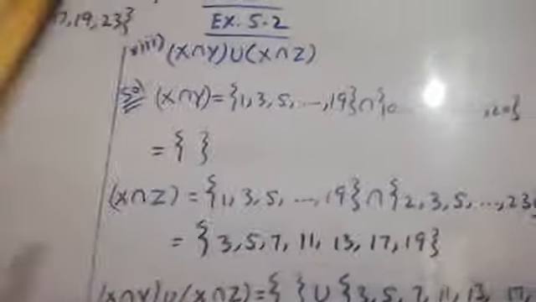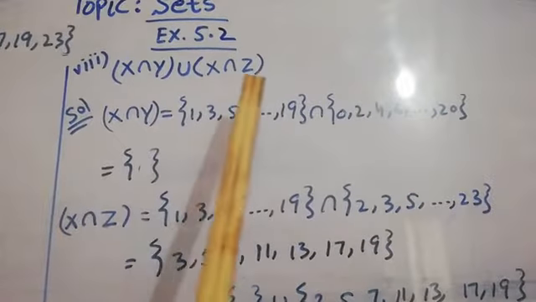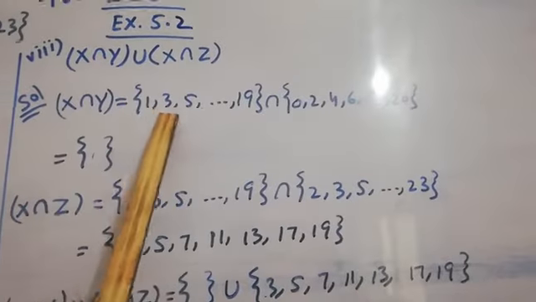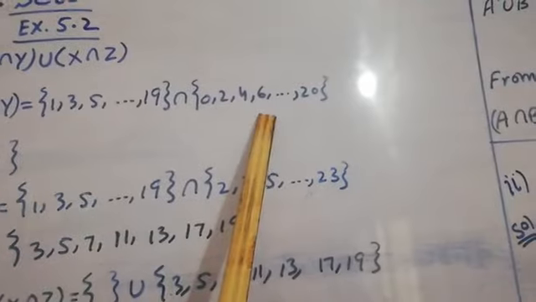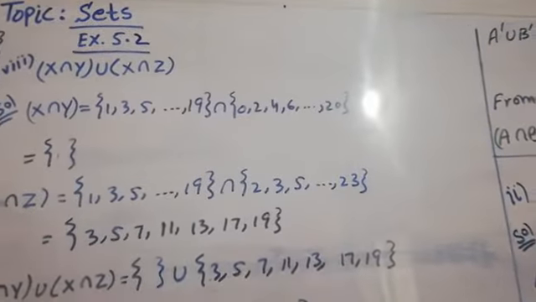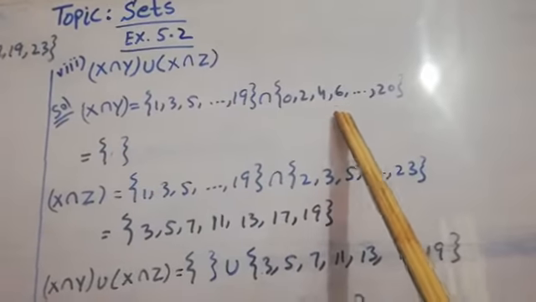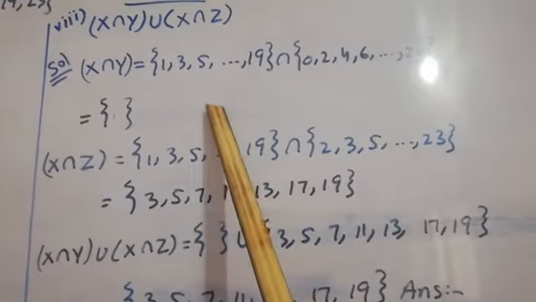Now the next part is 8, (X intersection Y) union (X intersection Z). So first of all we will find X intersection Y. So elements of X and elements of Y. X is the odd numbers and Y is the even numbers. You know that there is no similarity between even and odd, so they are totally different from each other. So there are no common elements between these two sets, so we will write the null set here.